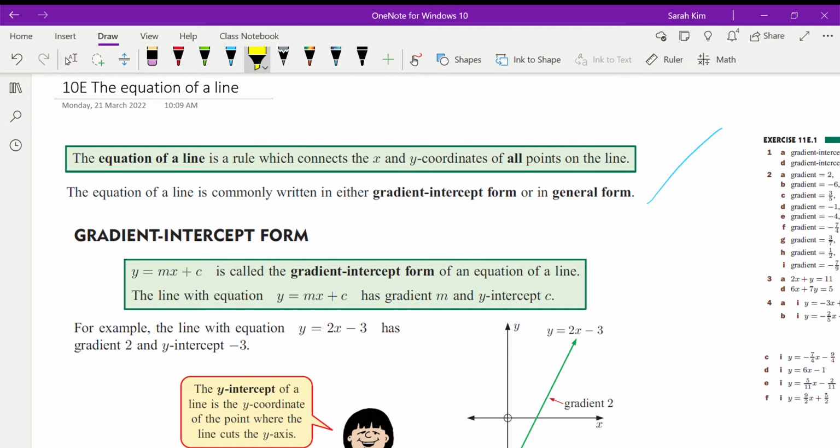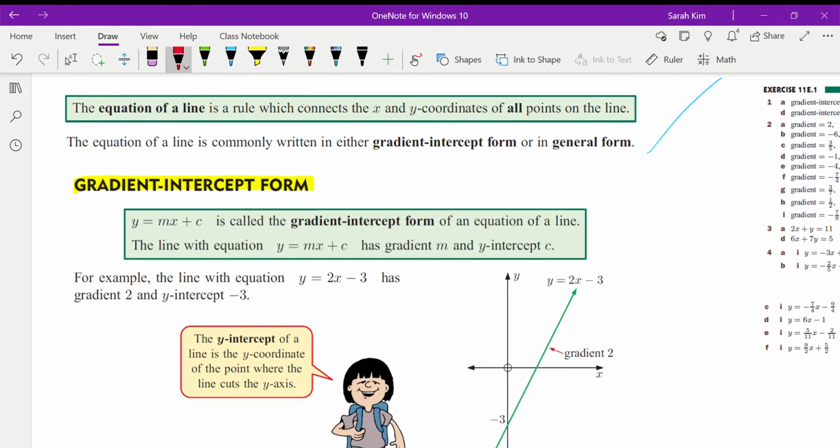Right, we'll start with the gradient intercept form. So copy that in your book and we're going to write the green box. So basically all you have to write is gradient intercept form is y equals mx plus c. This is called a gradient intercept form. Now I want you to annotate on this. This m over here is the gradient. So in your book, write it down. And this c is called y-intercept.